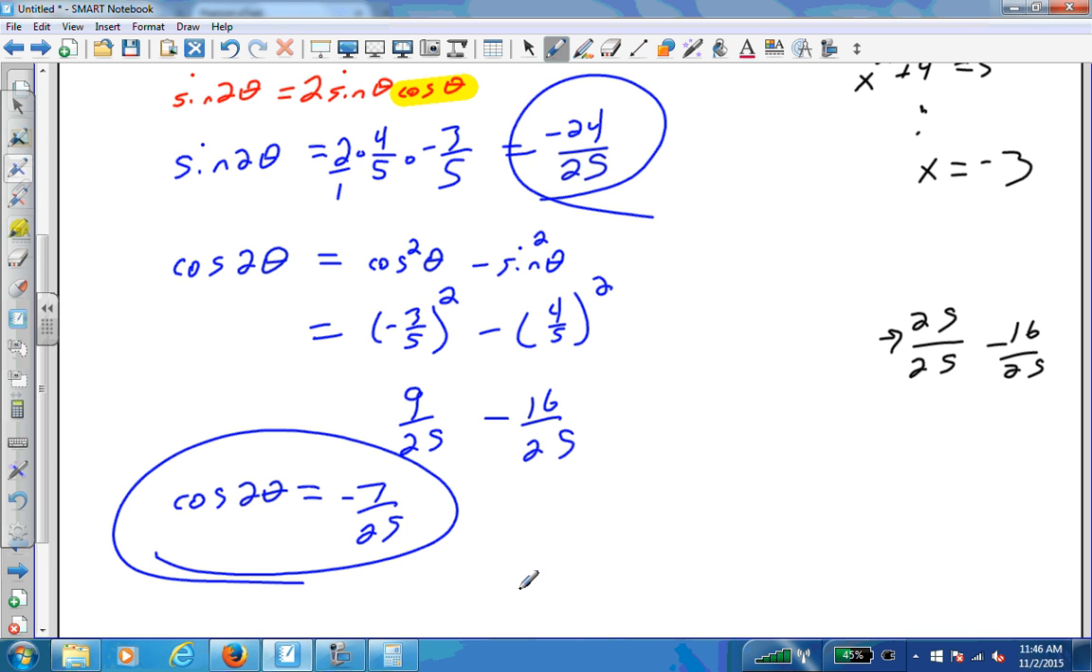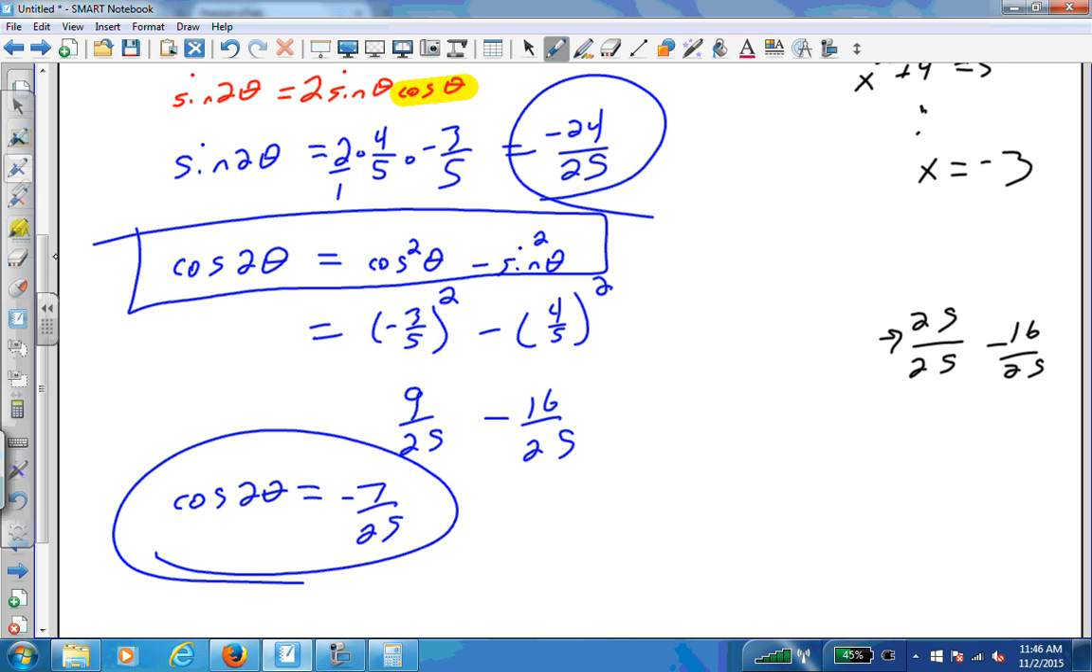That makes sense? We just took our identity, cosine 2 theta, and said, well, what is cosine 2 theta equivalent to? This is one thing it's equivalent to. So we replace cosine with what we know it to be, square it, sine with its value, square it, and simplify.